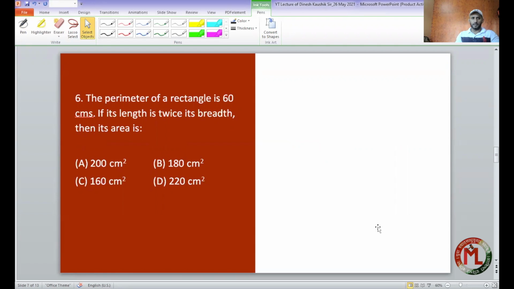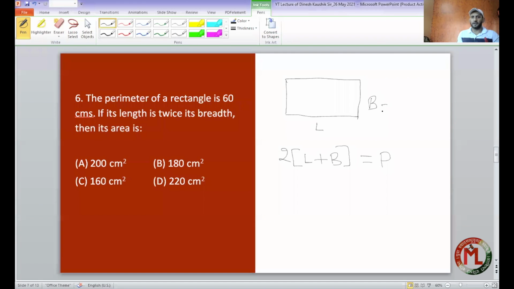The perimeter of a rectangle is 60 centimeter. Its length is twice its breadth. First of all, this is a rectangle. This is the length. This is the breadth. So what is the perimeter of a rectangle? The perimeter of a rectangle is twice length plus breadth. This is the perimeter of the rectangle.